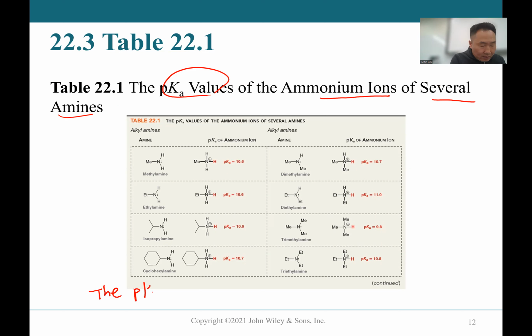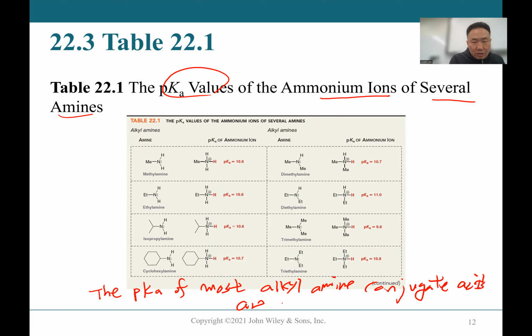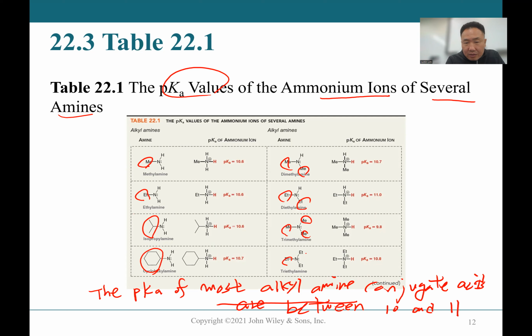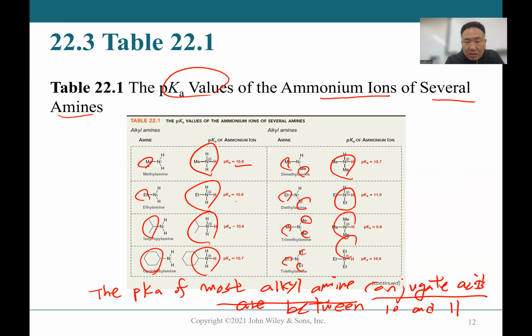So the pKa of most alkylamine conjugate acids are between 10 and 11.